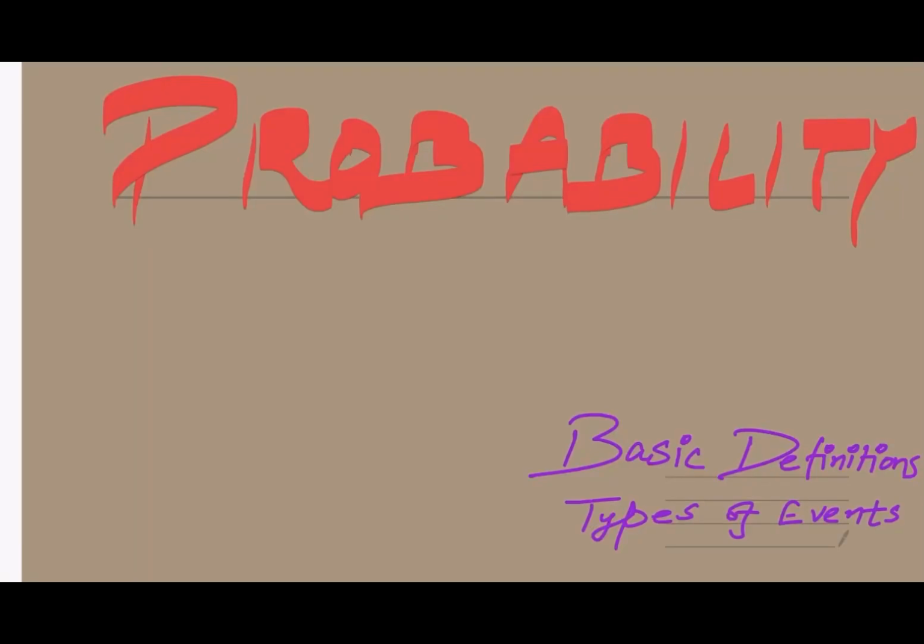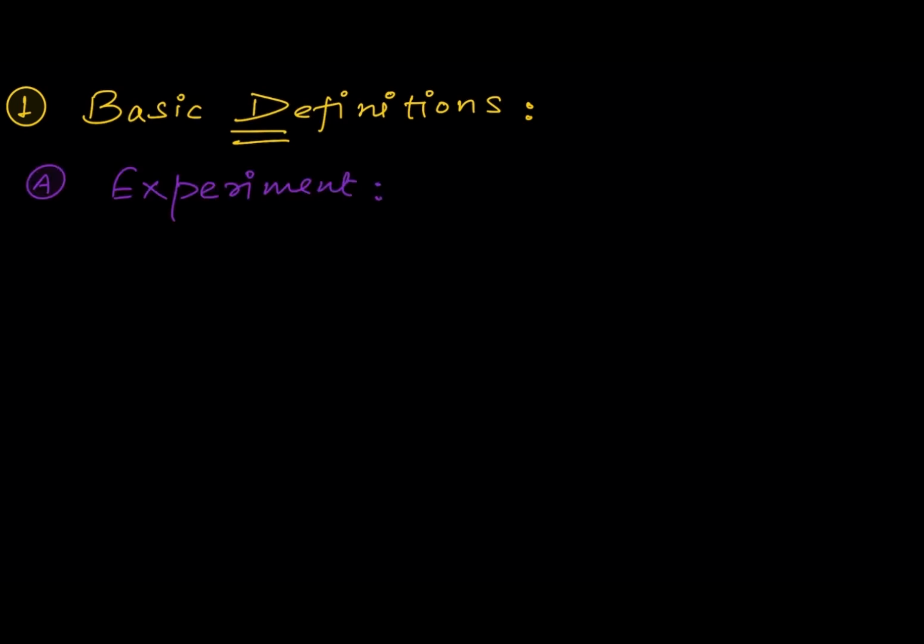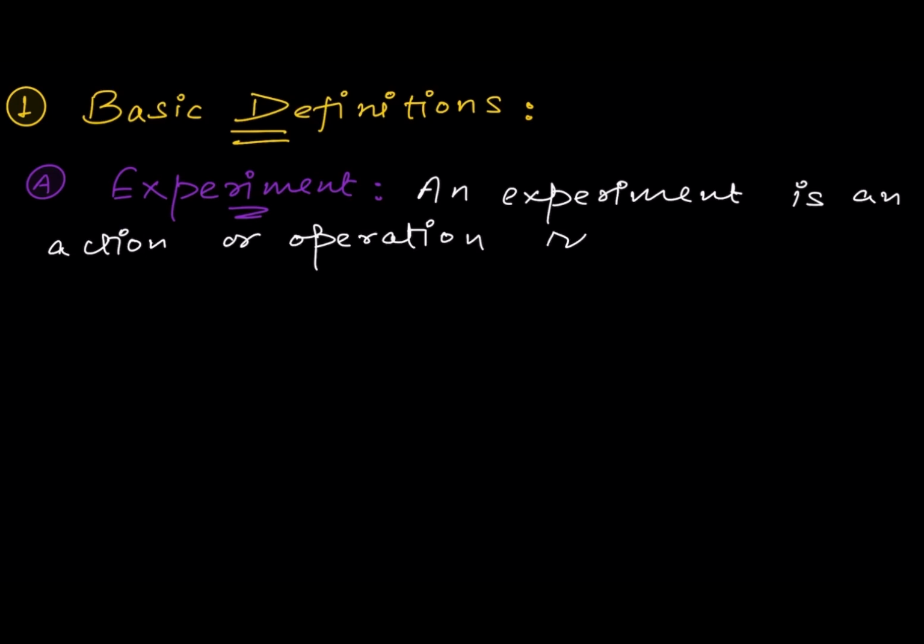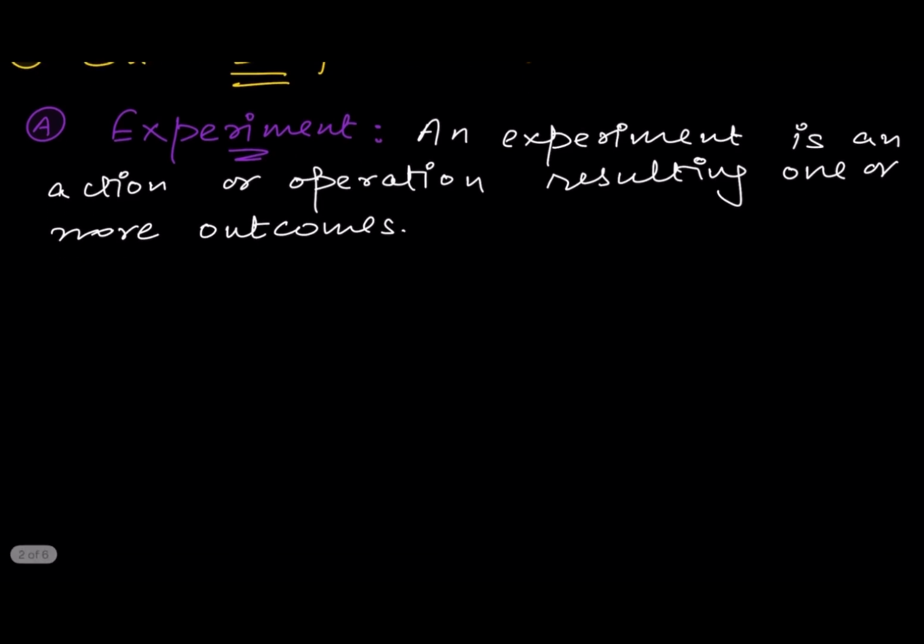Students, in this video, I am going to start a new chapter which is probability. And in this, we will see some basic definitions and then types of events. So let's start. First one is basic definitions. In this, first definition is experiment. So in this, we will write an experiment is an action or operation resulting one or more outcomes, right?